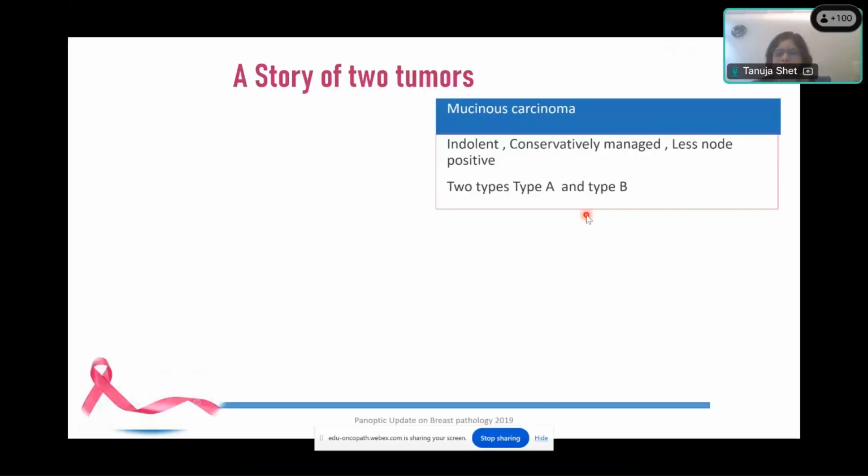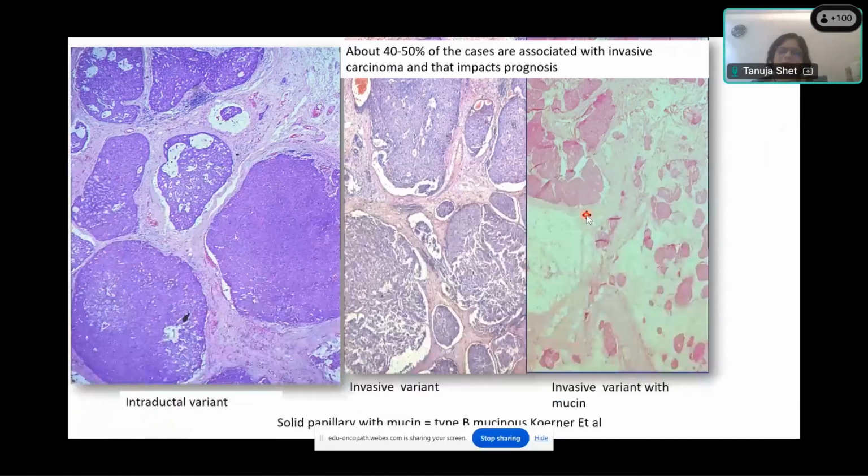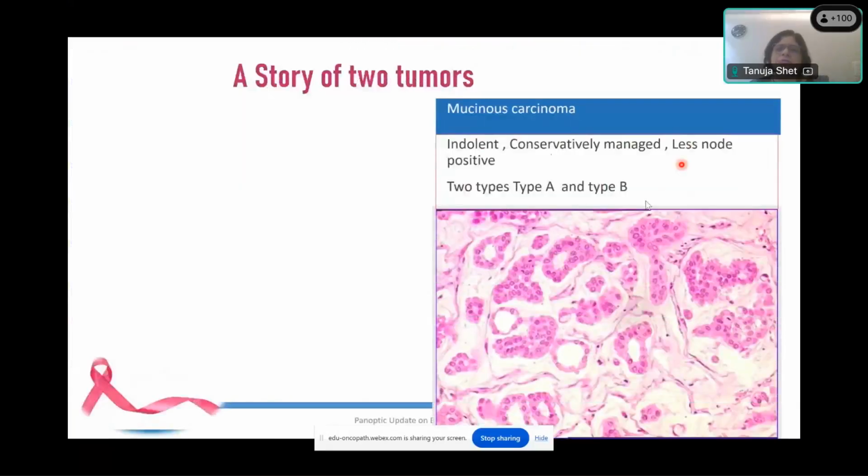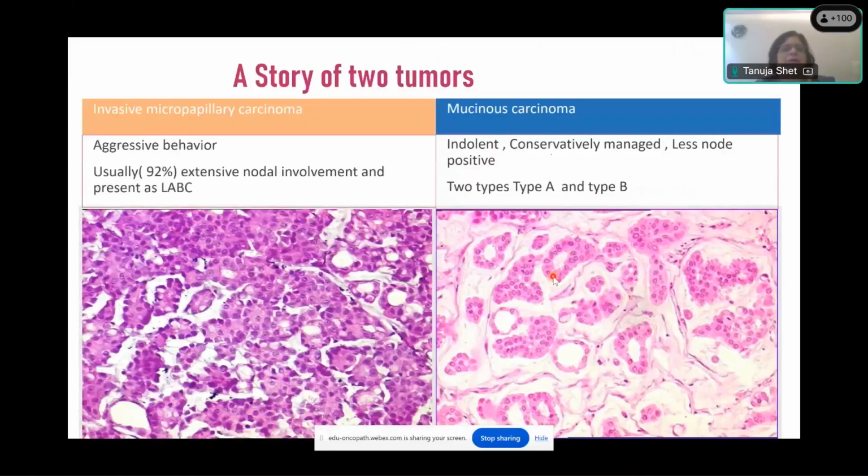The next thing was that I was looking at papillary, and this was the pattern that intrigued me, and that is what I showed you, the micropapillary pattern. And then it struck me that this micropapillary pattern is exactly the same pattern as invasive micropapillary carcinoma, which is a very bad tumor. What is the difference between the two? The difference is mucin. So if I add mucin to this tumor, it becomes mucinous type A, because remember what Kerner said, mucinous type B was solid papillary carcinoma. So the whole picture had to come together.